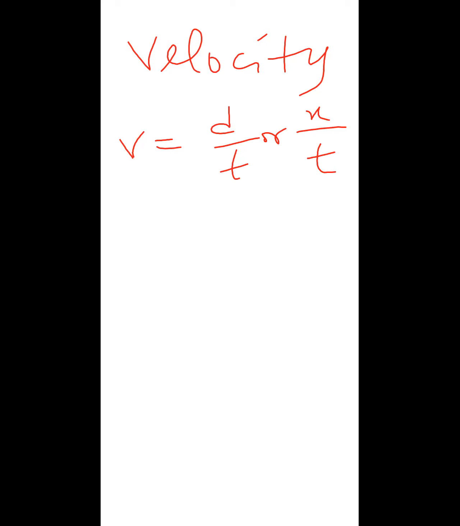So it can be d over t, which means displacement over time. It can be x over t, displacement. All right, so we have that. It is measured in meters per second. Time is measured in seconds.